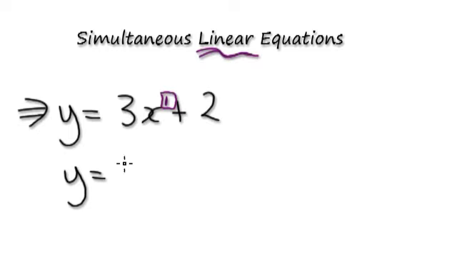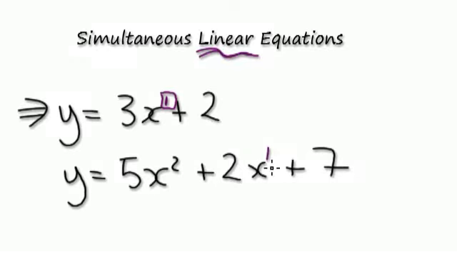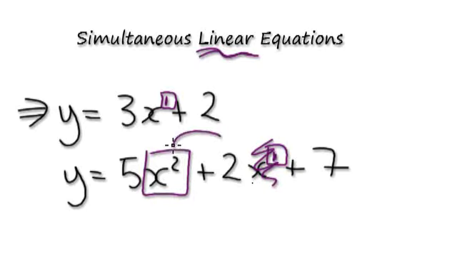Suppose you're given this equation here, let's say 5x squared plus 2x plus 7. Even though you've got x to the power of 1 here, you pretty much have to ignore this and look at this dominant one. This is a quadratic. Because it has a power of more than 1, it's not a linear equation.